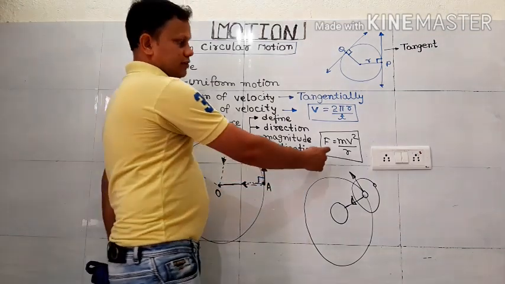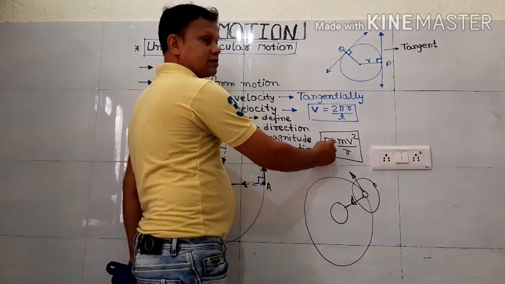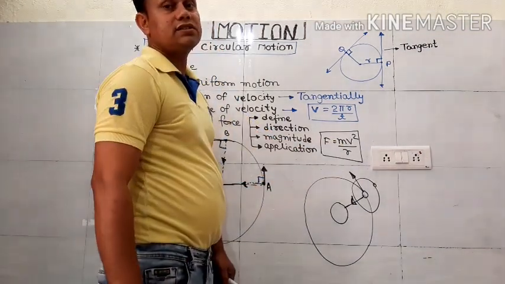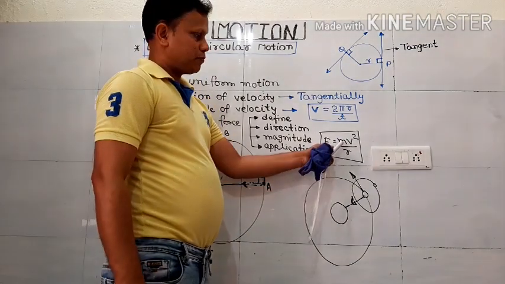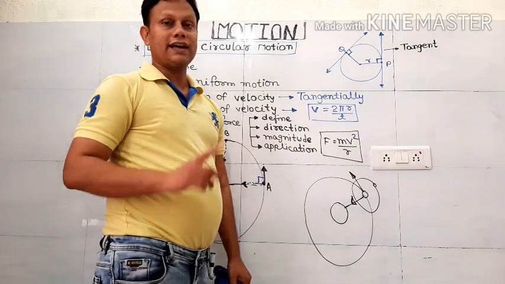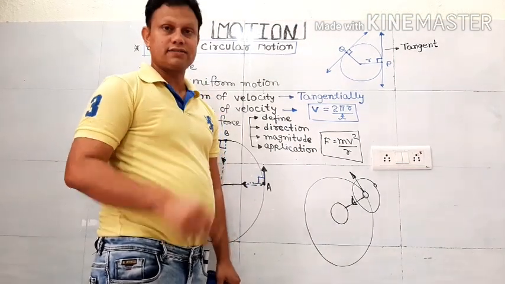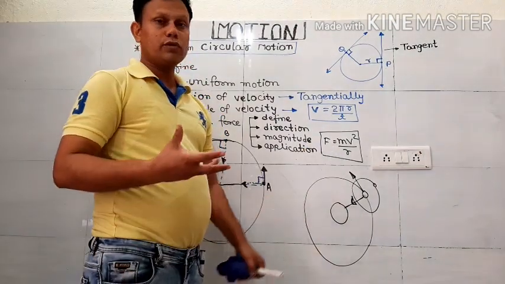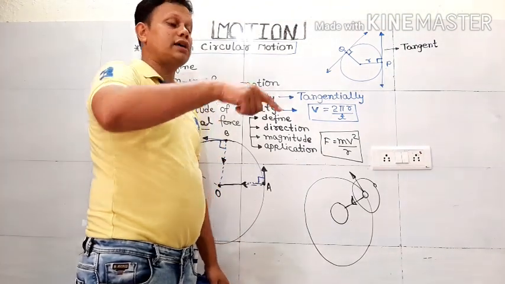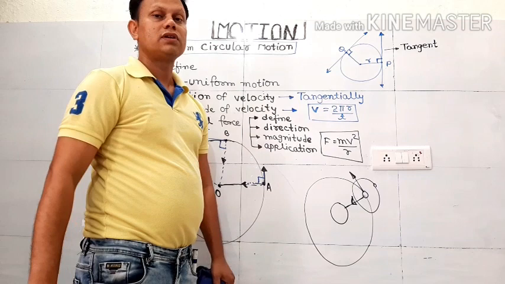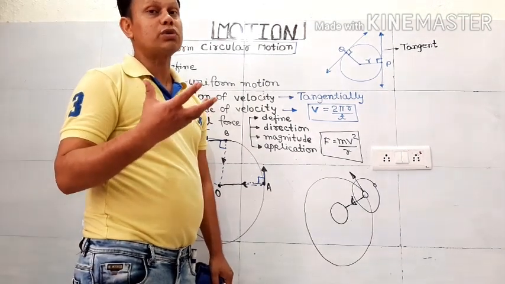So these are the factors on which the value of centripetal force depends. Now here you can see force and mass are both friends, means we should understand this formula. Mass and force are directly related, that means they are friends. Means if more mass has to move on a circular path, then it requires more centripetal force.